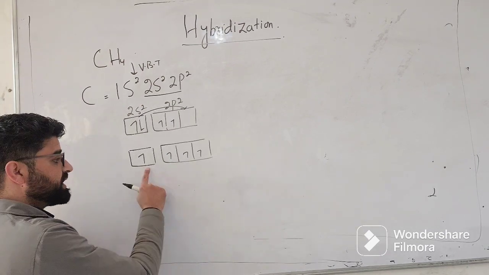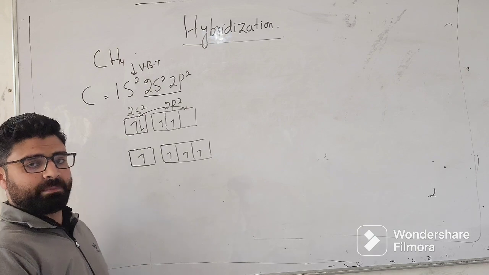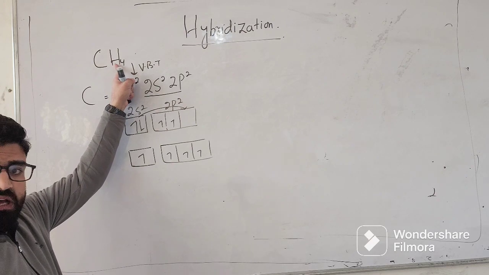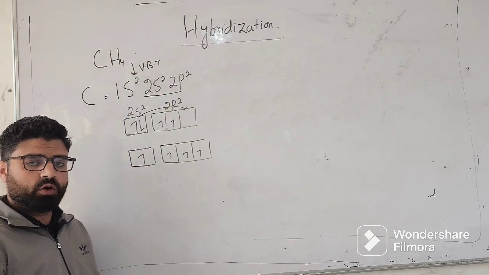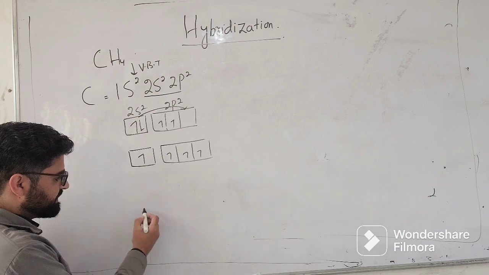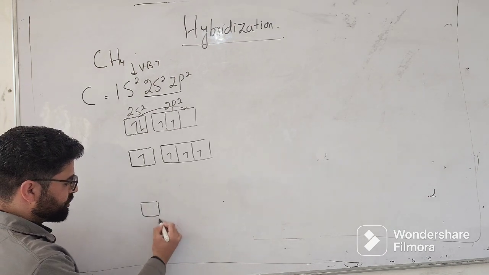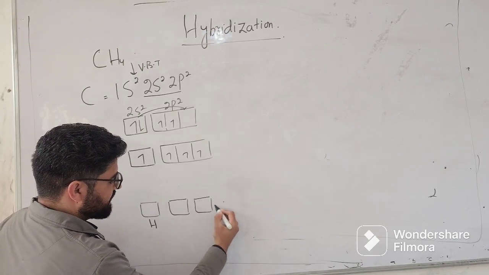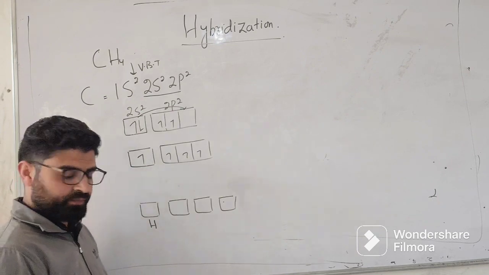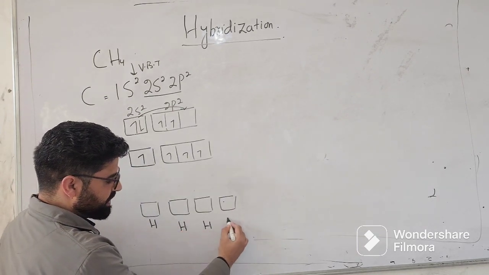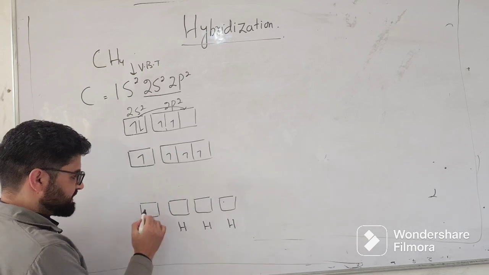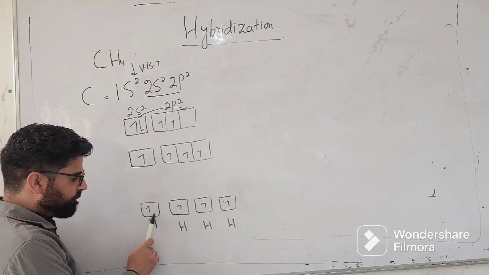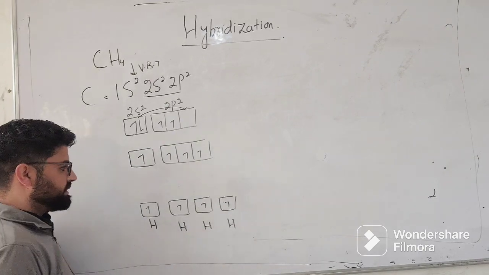These four unpaired orbitals of carbon will overlap, according to VBT, with four s orbitals of hydrogen atoms to form four covalent bonds. This is the s orbital of one hydrogen atom, this is the s orbital of the second, third and fourth hydrogen atoms. The electronic configuration of hydrogen is 1s1. These are the four s orbitals of the four hydrogen atoms respectively.